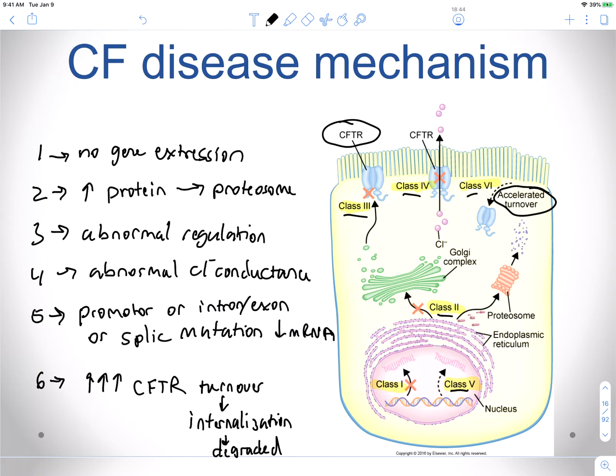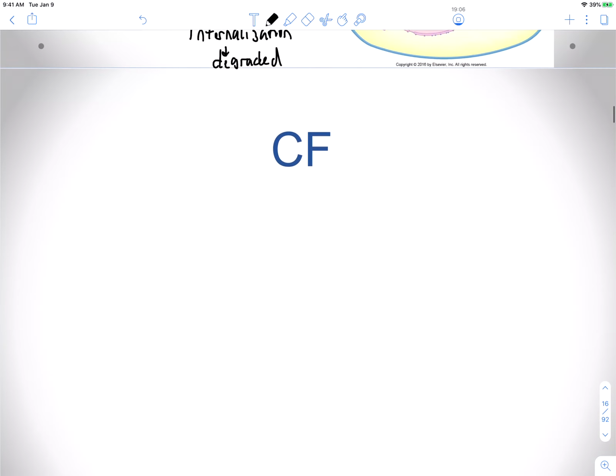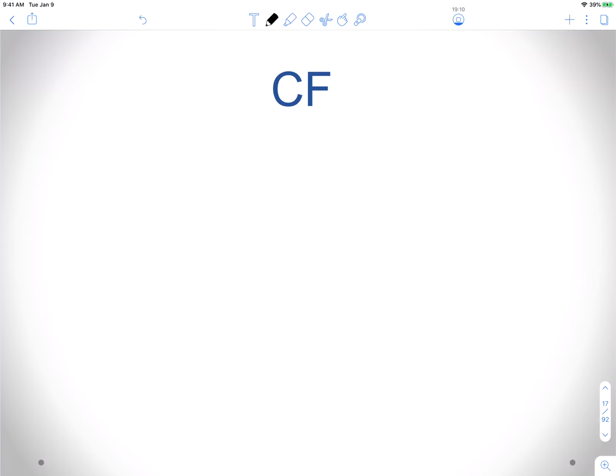And so there are a lot of genes involved in making the message, making sure the message gets packaged and appropriately integrated into the membrane versus going to the proteasome. Accelerated turnover, so bringing the receptor back in, etc. So there's a wide variety of diseases associated with cystic fibrosis because of these different classes. So cystic fibrosis is going to overall increase the amount of chloride in the sweat. So you can do a chloride sweat test.